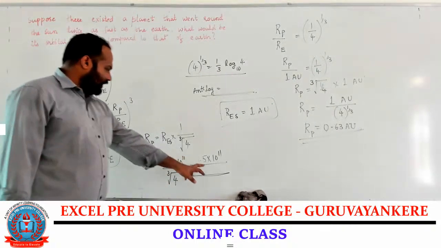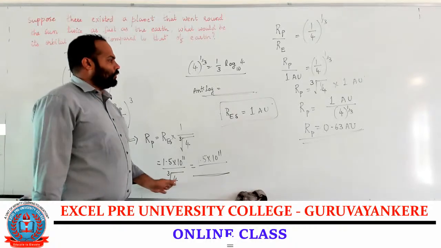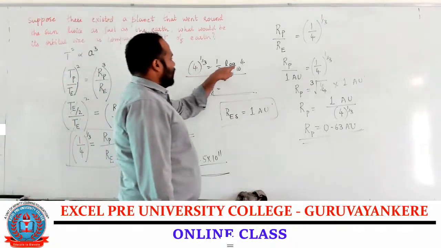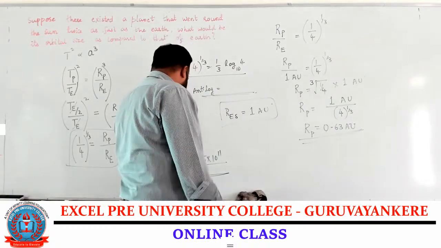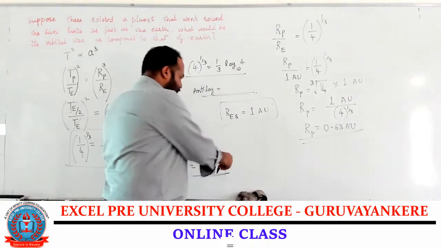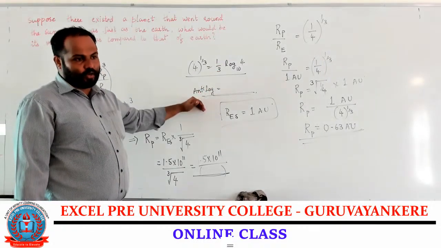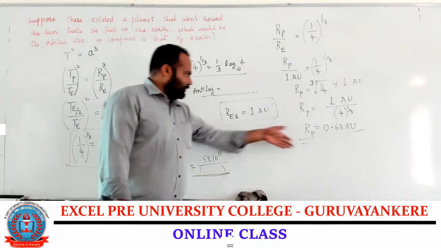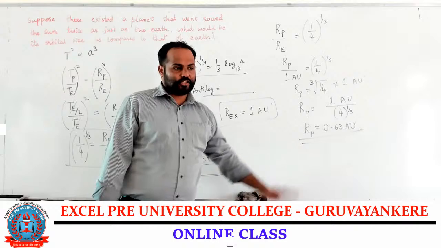You calculate this answer. For both you require, anyway, taking cube root, 1 by 3 log 4. Whatever the answer you are going to get, take the anti-log of it, then substitute the answer here. That will give you the answer. After taking the log, we take the anti-log to find out the value. Otherwise, this is the answer if you take it in terms of astronomical units. Thank you.